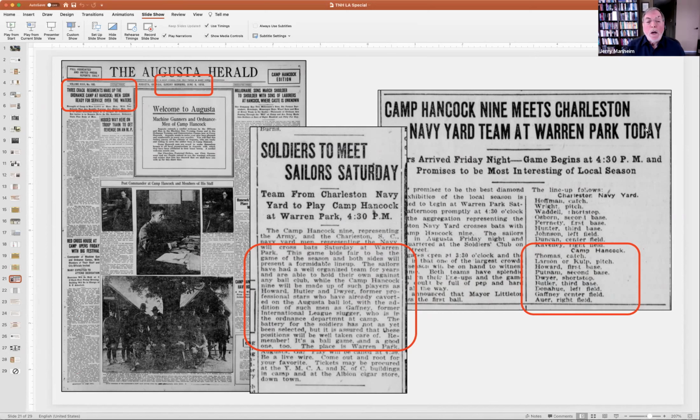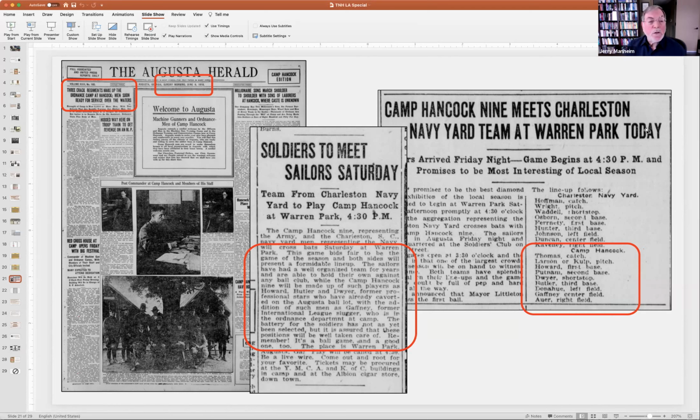baseball game, that the Charleston Navy Yard team is coming to town to play the Camp Hancock team. By Saturday, you have the lineups. That's the article on the right. And the lineup for Camp Hancock is Thomas, Larson, Howard, Putnam, Dwyer, Butler, Donahue, Gaffney, Auer. There are certain names missing from that of people who are presumably in that camp.